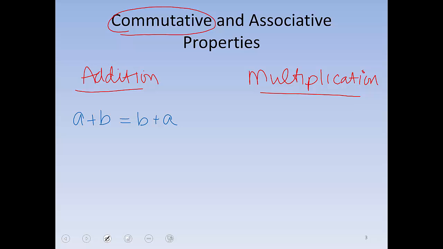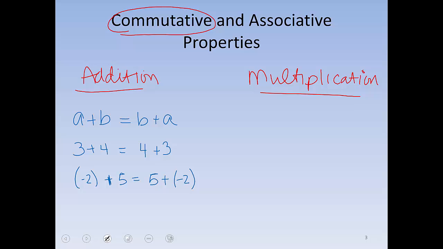Let me go ahead and address this with some actual numbers. If I take 3 plus 4, I will have the same result as 4 plus 3. This is the commutative property of addition. Does it work with negative numbers? Of course it does, because negative numbers are real numbers. Let's take a look. If I have negative 2 plus 5, that is the same as 5 plus negative 2.